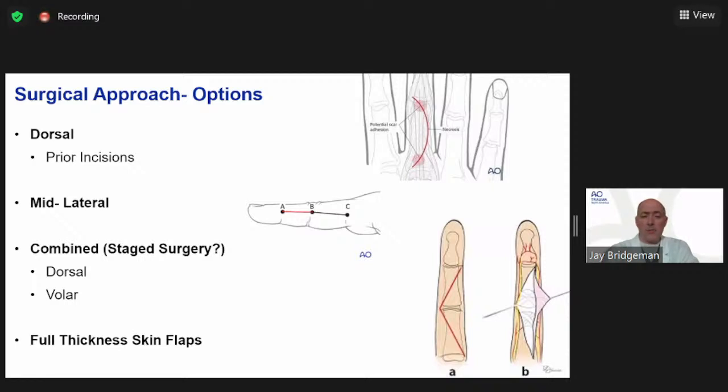And so you need to anticipate that you need to create full thickness skin flaps, and often that has to be done sharply. You're not going to get any blunt spreading. You're going to have to find a plane sharply with scalpels to get between the tendon and the skin envelope.